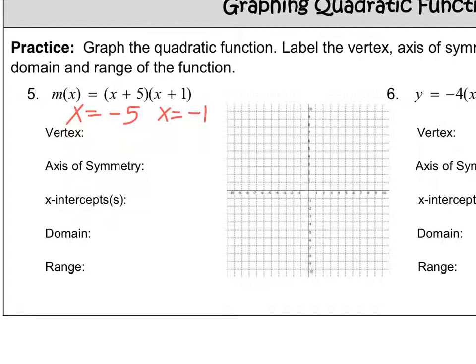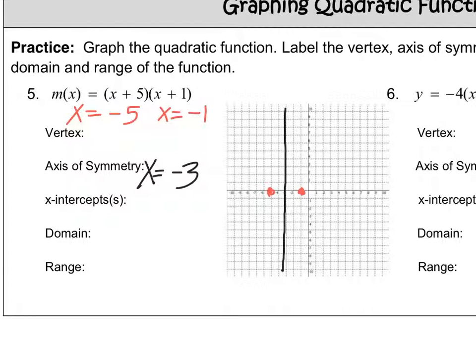Okay, so I'm going to go ahead and graph this, and I've got -5, which is 1, 2, 3, 4, 5, about right here. And I've got -1. And then if I want to get my axis of symmetry, it's going to go right here at the -3. That's going to be directly in between my 2 points, so x equals -3.